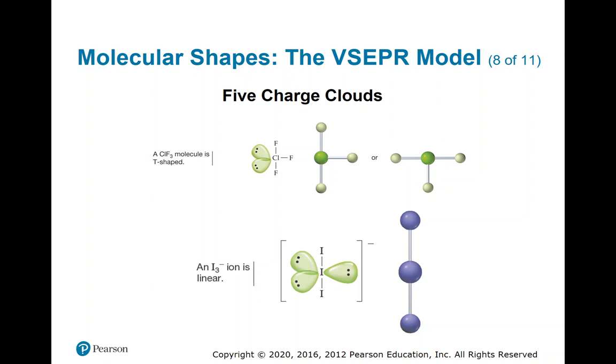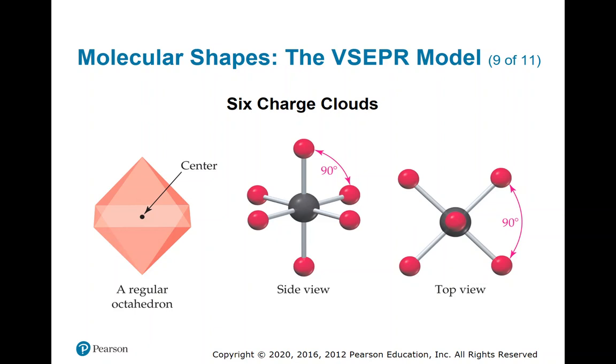So that's 5 charge clouds. Finally, we'll look at 6 charge clouds, and I need to start off by clarifying what the base shape is here, and specifically why it's called octahedron. And you might be wondering, why is it called octahedral, or based on an octahedron, when oct means 8, and we're talking about 6 charge clouds?